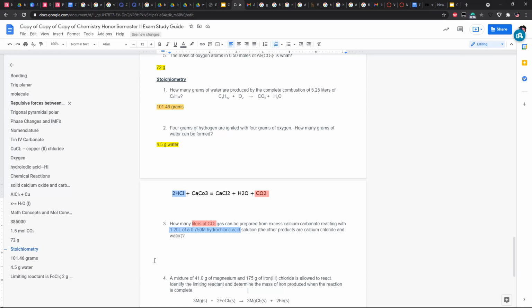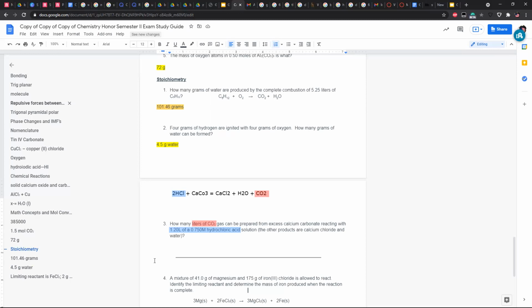So we want to take a look at what we have. So we have liters, and we're trying to get liters of something else. So we always want to start by writing what we have in our dimensional analysis. So we have 120 liters of hydrochloric acid.